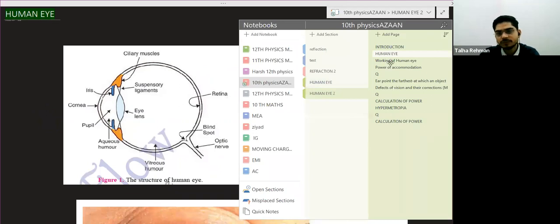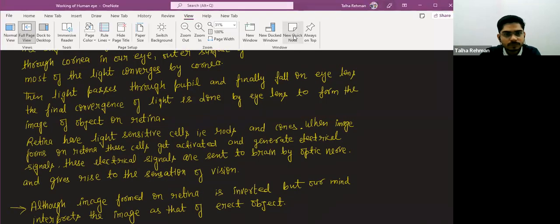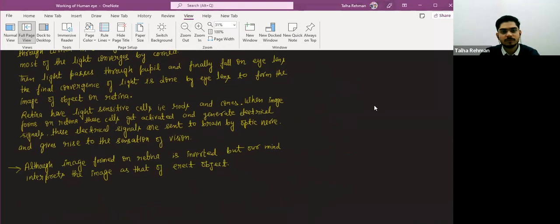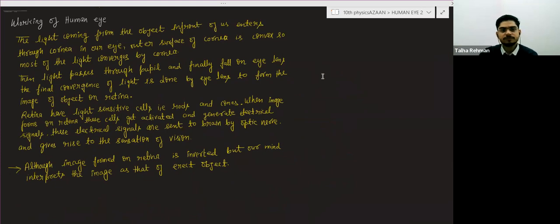So you have to just write this. Write down the working of the human eye. I have already explained to you what the working of the human eye is. If in the examination they ask you to write the working of the human eye, I think this is the best explanation for that.